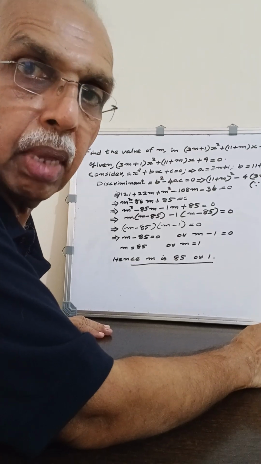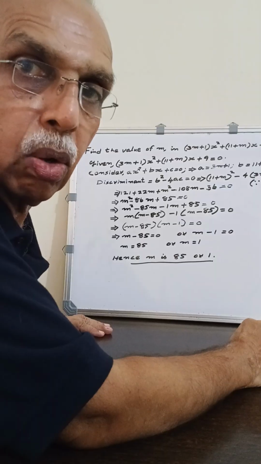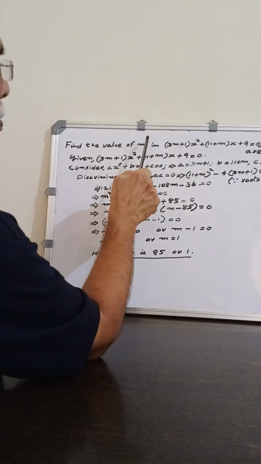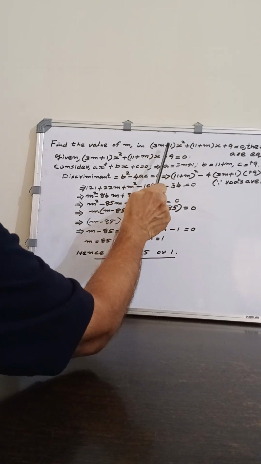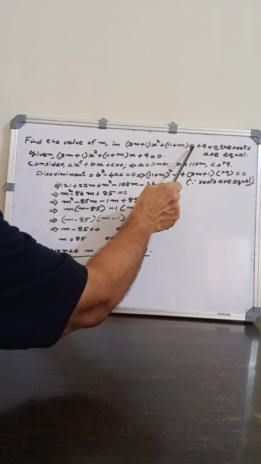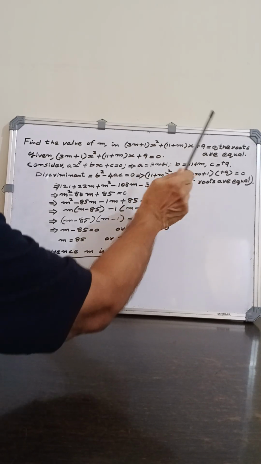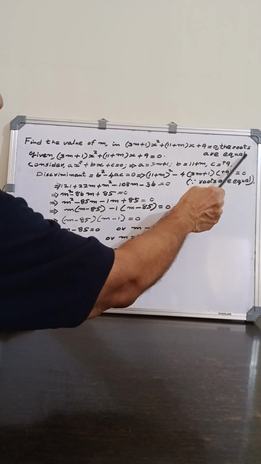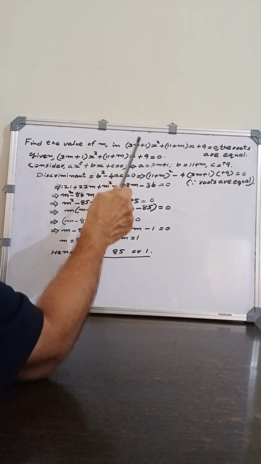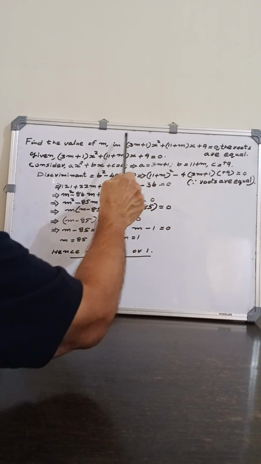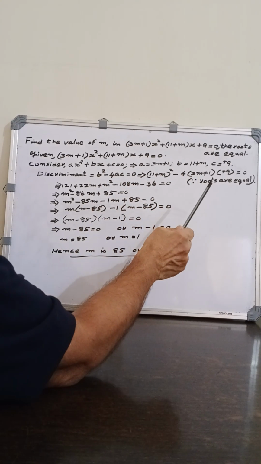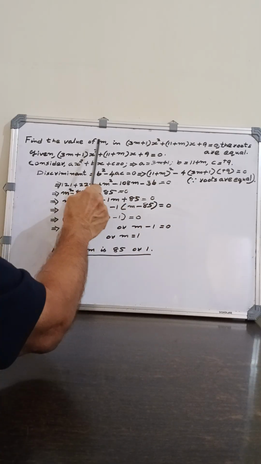Here we are discussing questions related to quadratic equations. Find the value of m in (3m + 1)x² + (11 + m)x + 9 = 0, if the roots are equal. That is, the two solutions of this equation are equal, then find the value of m.